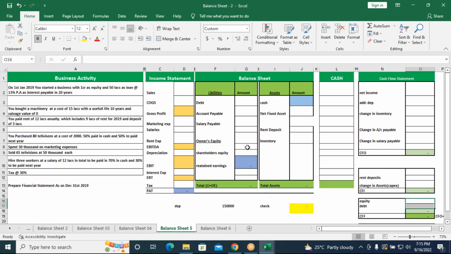Okay, we were supposed to do this one, right? Balance sheet. So here just check for question number 1. On 1st Jan 2019, you started a business with 1 crore as equity and 50 lakhs as loan at 13% per annum, with interest payable in 20 years.